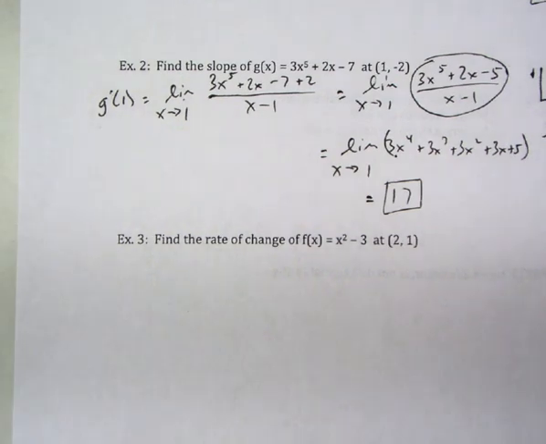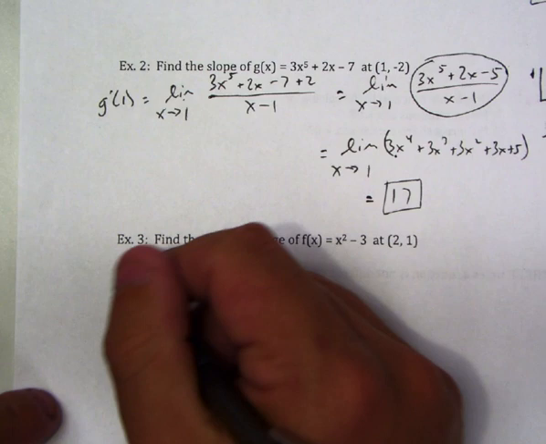3. Same type of thing. Find the rate of change of f equals x squared minus 3 at 2, 1. So we're just going to do it again. So we're looking for f prime of 2.